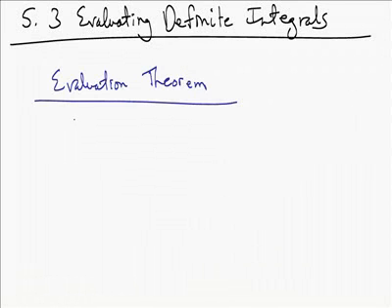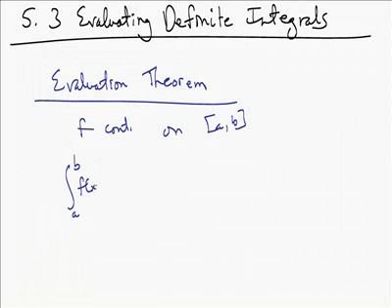It says if f is continuous on some interval from a to b, then if we want to take the integral from a to b, f of x dx. Now remember what this means. This means the area under the curve from x equals a to x equals b, under the curve y equals f of x. Turns out what that's equal to is some function capital F of b minus that same function capital F evaluated at a, evaluated at the endpoints.